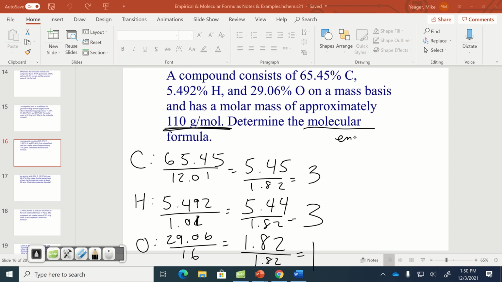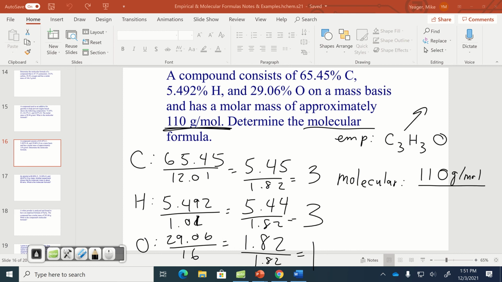So my empirical formula is C3H3O. My molecular formula, I have to divide the molar mass of the molecular compound, 110 grams per mole, divided by the molar mass of the empirical formula. So that would be basically 55.03. So I'm going to divide it by 55.03. I can tell that just by looking at it. This comes out to essentially 2. So what that means is I'm going to multiply all my subscripts by 2.